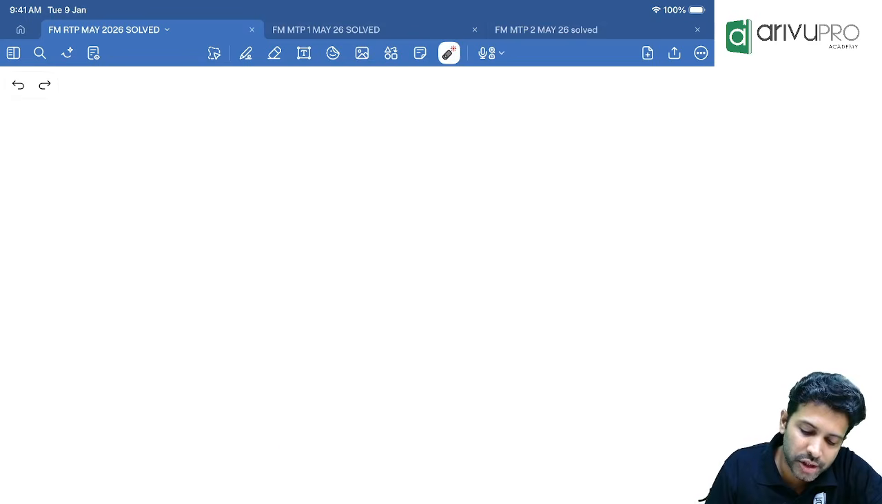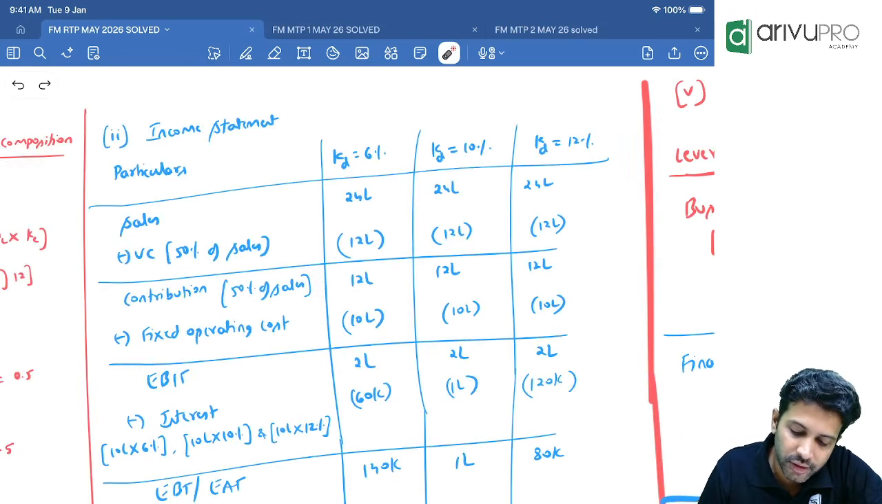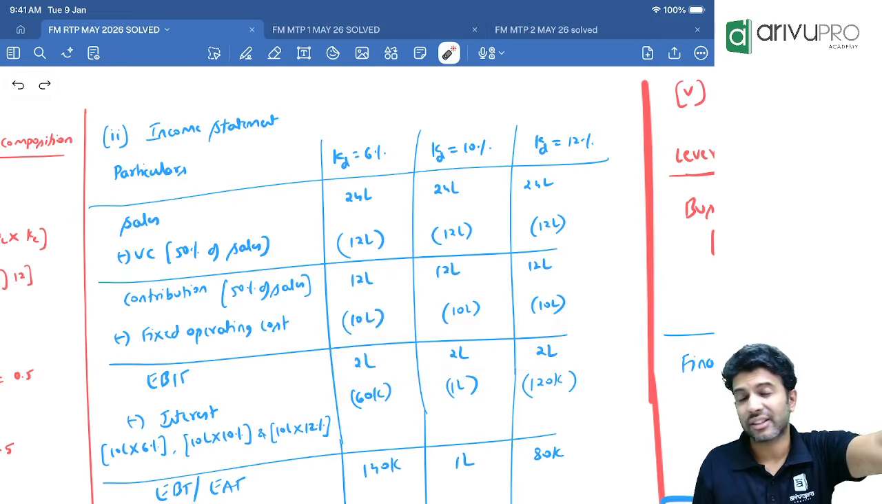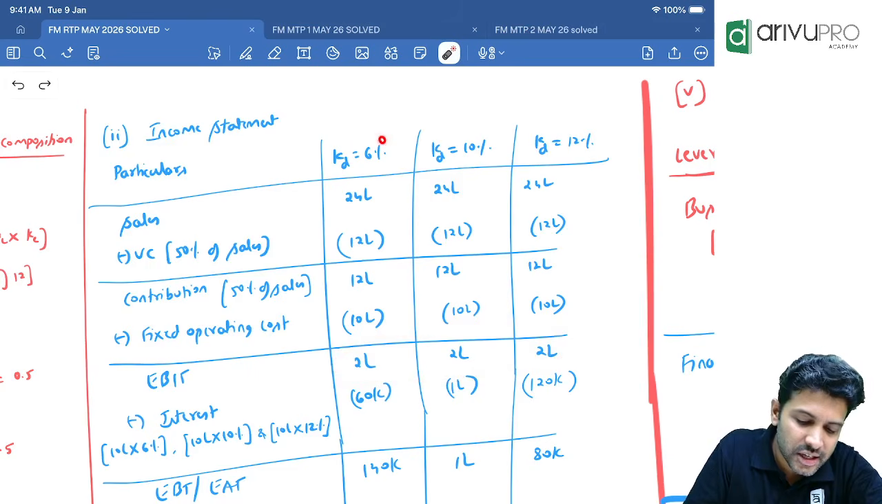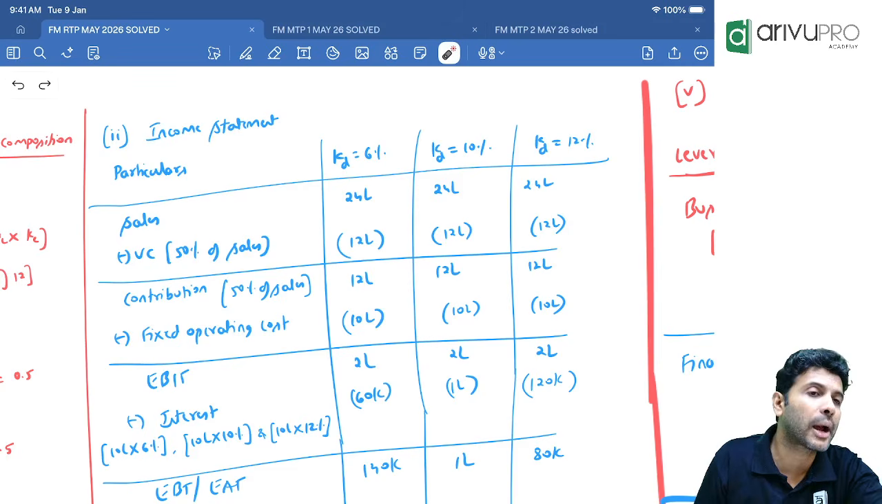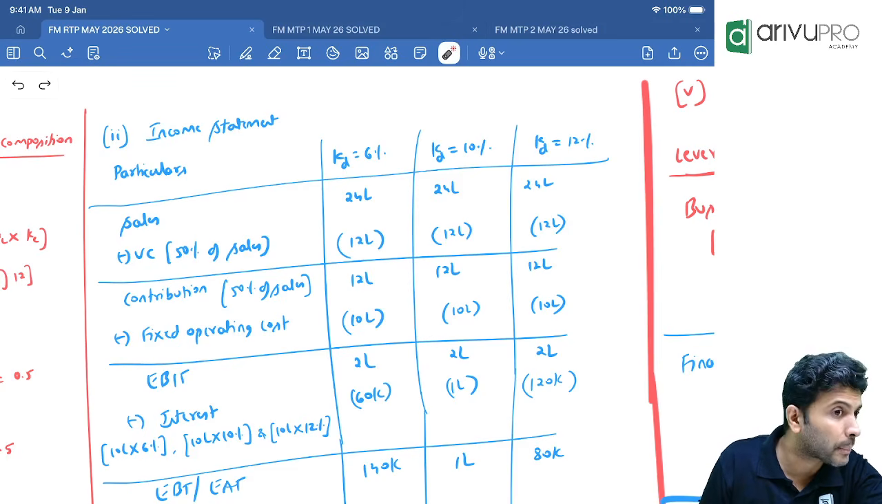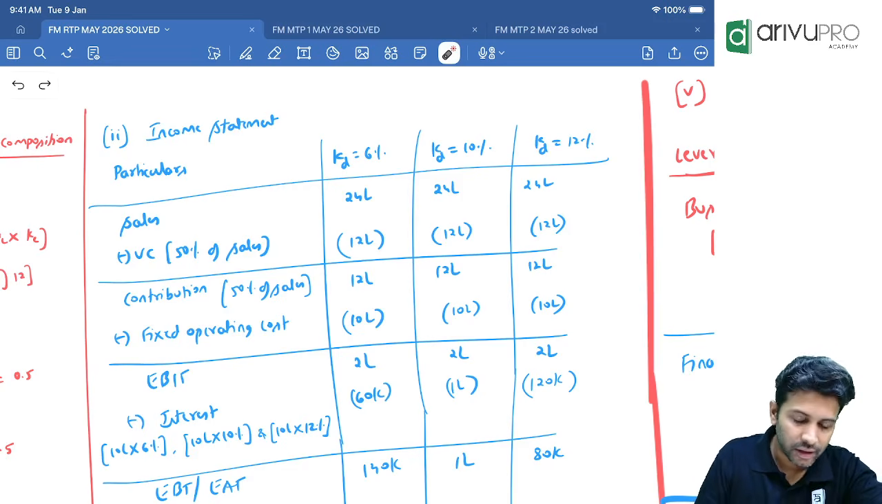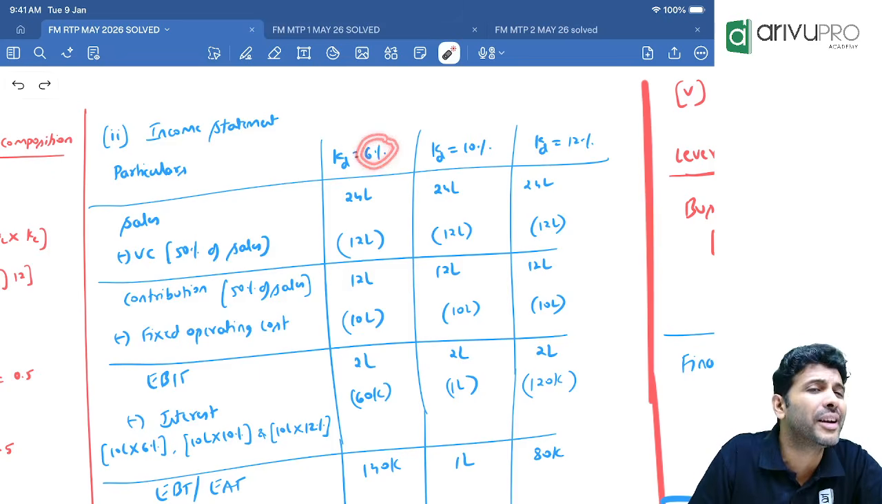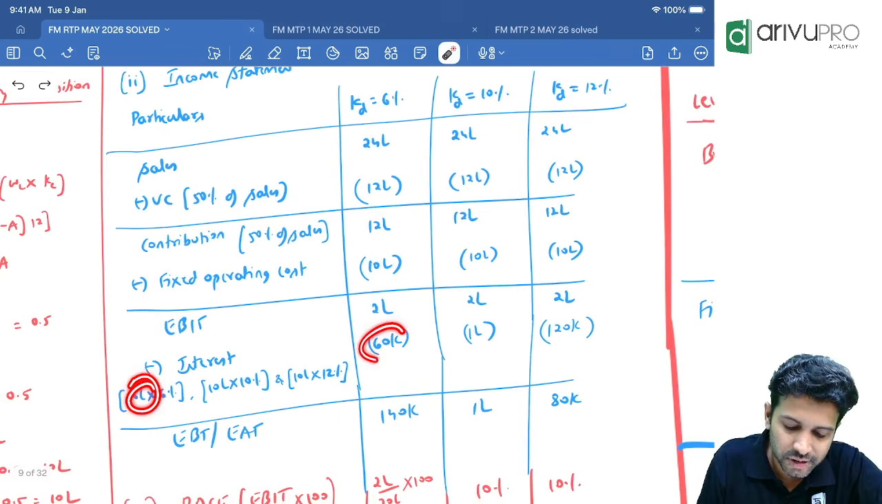From contribution, if you reduce FOC, what are you going to get? EBIT. Correct? And now interest. This changes. Check. In the first case, what is the interest rate? 6%. How much is your total capital? Total capital is 20 lakh. Debt is 10 lakh, equity is 10 lakh. Interest rate on debt is 6%. How much will be interest? 10 lakh ka 6%, which is 60,000.